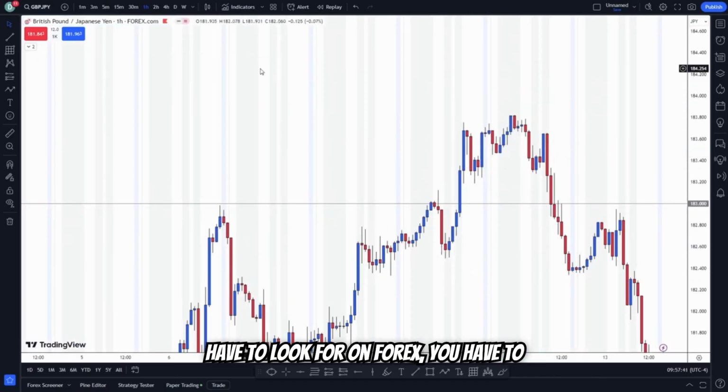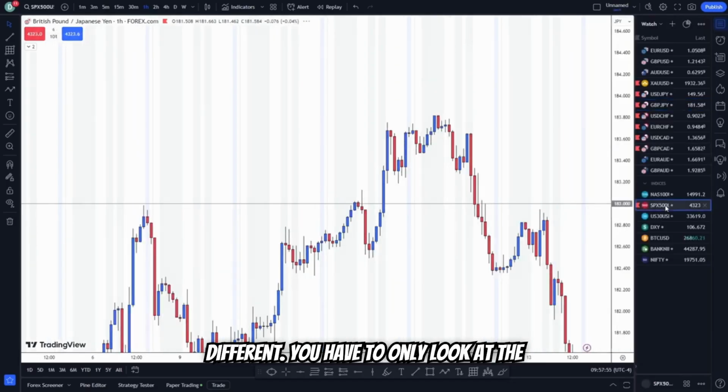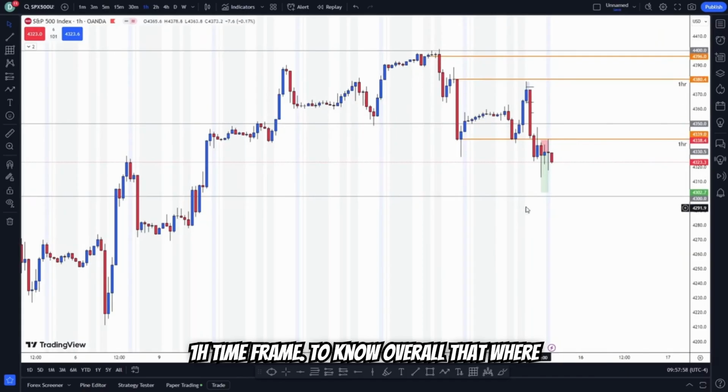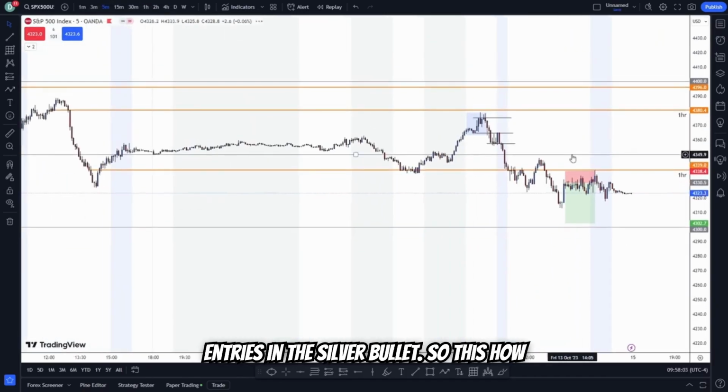The thing is that on Forex you have to build your narrative on the 4H time frame, that the 4H time frame is bullish. What's the order flow on the 4H time frame? And then you come again to execute on the 1H time frame in Forex. But in indices, it's different. You only look at the 1H time frame to know overall where the market is about to go, and then you can go on the 5-minute time frame to get entries in the silver bullet.